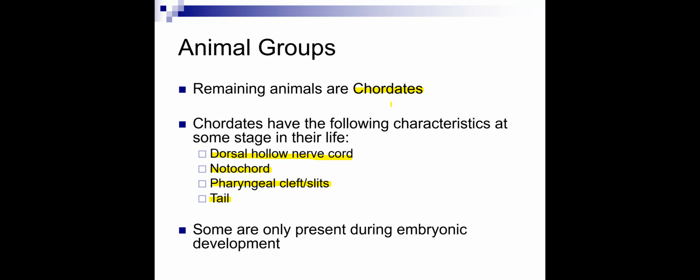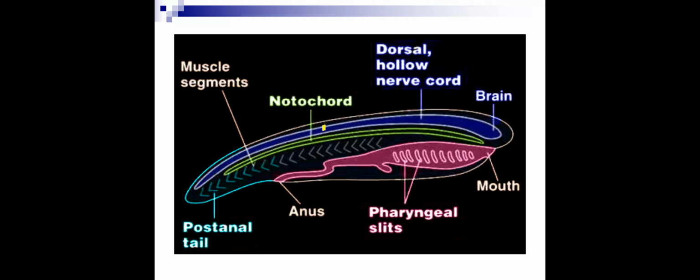But in order to be considered a chordate, so this right here is what separates the invertebrates from the chordates, as the chordates have these 4 characteristics. So here we have that dorsal hollow nerve cord, we have the supporting notochord, then we also have the pharyngeal slits or the clefts, and then we have the tail.